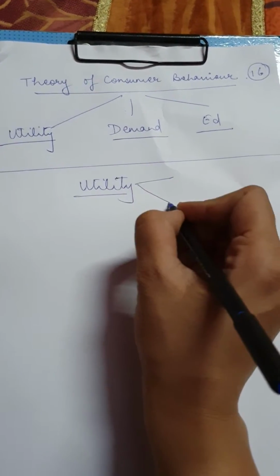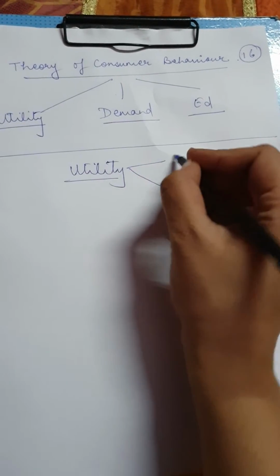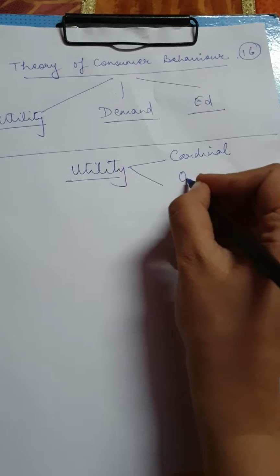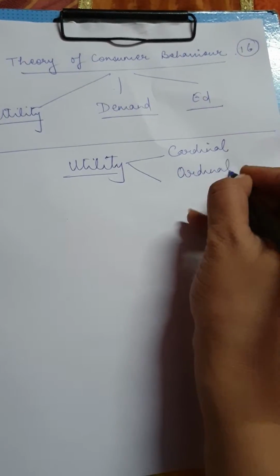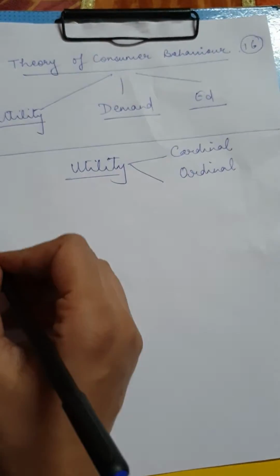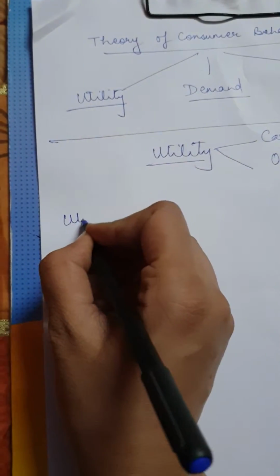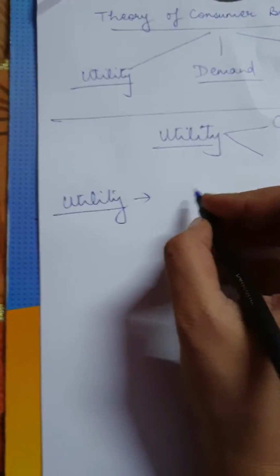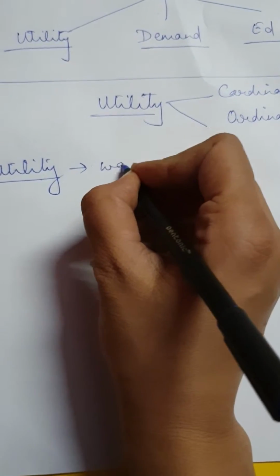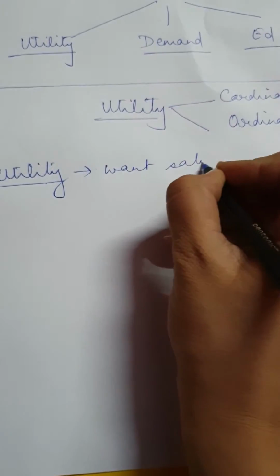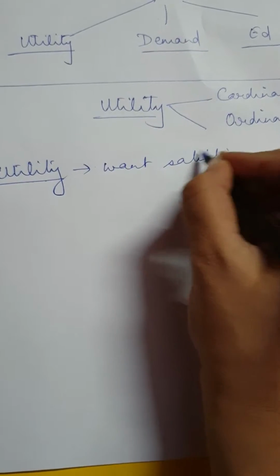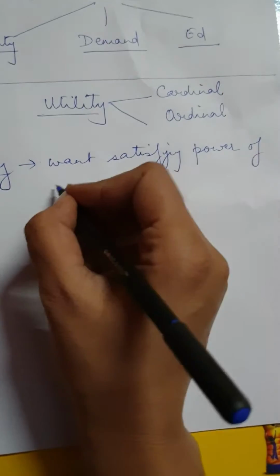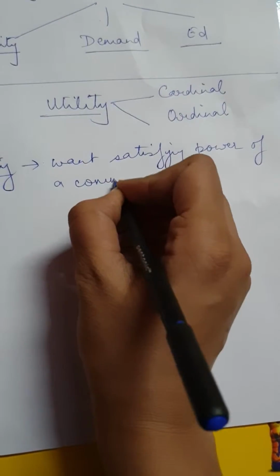Now this chapter has 2 things to be done. We have a cardinal approach and we have an ordinal approach. Before we start this, the first important thing we need to know is what is utility. Utility is nothing but the want satisfying power of a commodity.